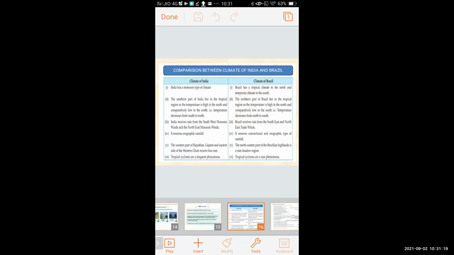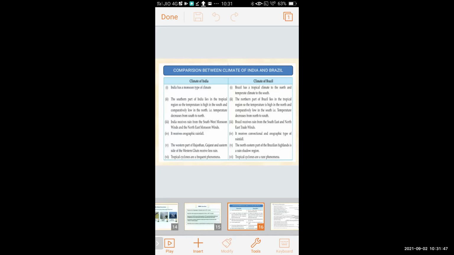Second point: the southern part of India lies in the tropical region, so the temperature is very high in the south and comparatively low in the north. That is, temperature decreases from south to north.